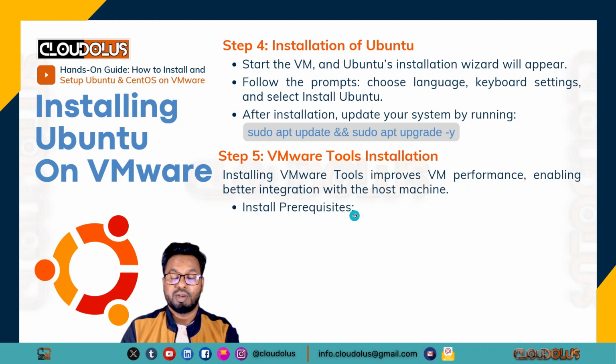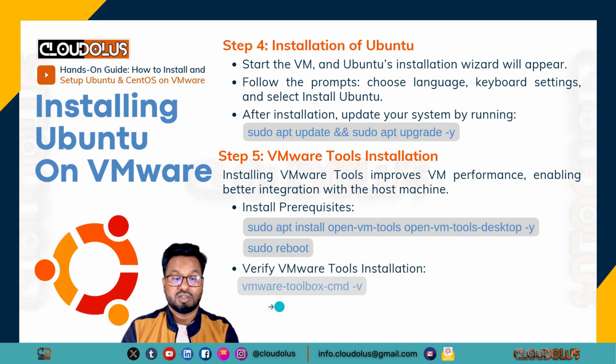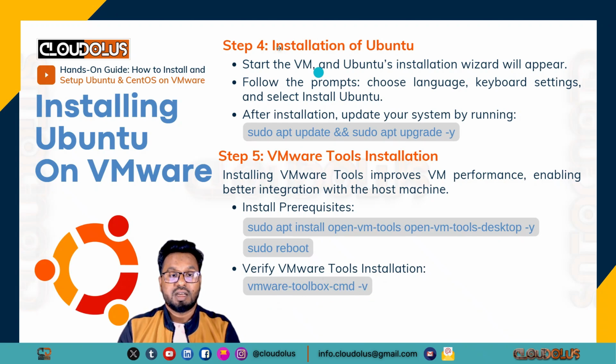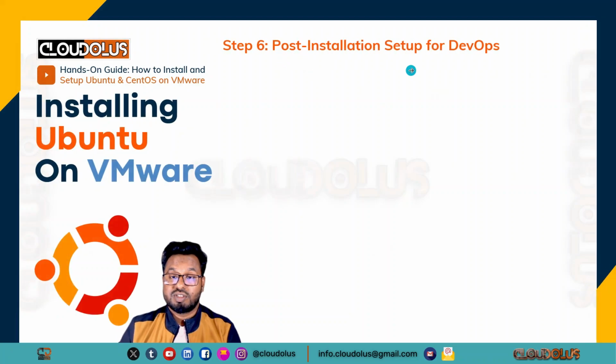Then install a prerequisite: sudo apt install open-vm-tools-desktop -y and sudo reboot, and then verify the VMware Tools installation with vmware-toolbox-cmd -v. So this is the fourth and fifth stage, the installation of the Ubuntu system and the VMware Tools installation. After that is the last stage, the 6 steps of post-installation setup for DevOps.